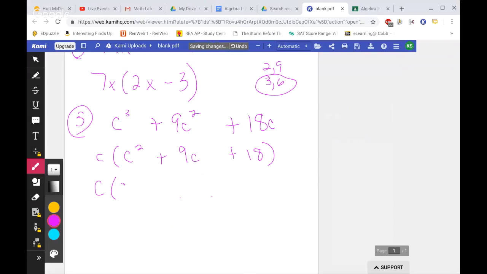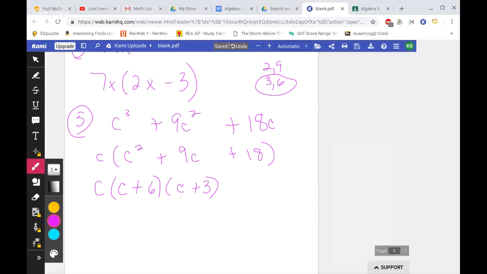Okay, so how do I write that? C plus 6, C plus 3. Remember these good old factoring problems? And now that has been factored completely. So it would be C times C plus 6 times C plus 3.